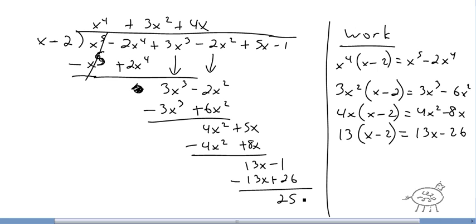Okay, and so I got my 4x there, and now this remainder, remember, it's positive 25, so it's plus 25 over x minus 2. And that's your answer. That's a nasty problem, but it's not that much work. Once you get used to it, it's really pretty fast. So x to the fourth plus 3x squared plus 4x plus 25 over x minus 2. Okay? That is not bad.